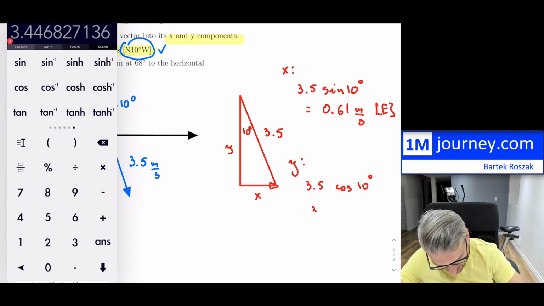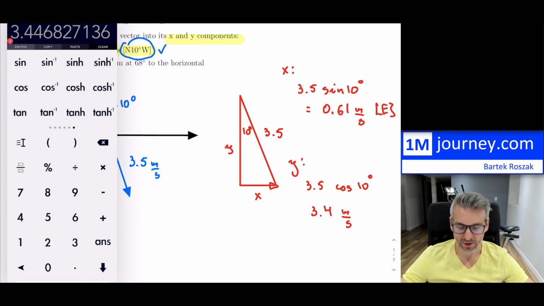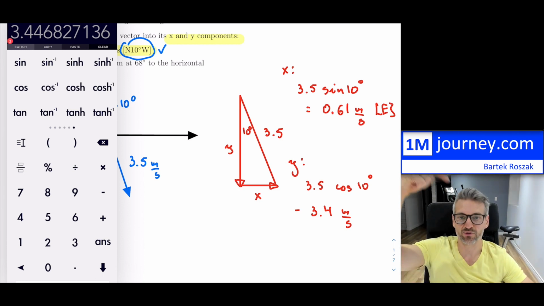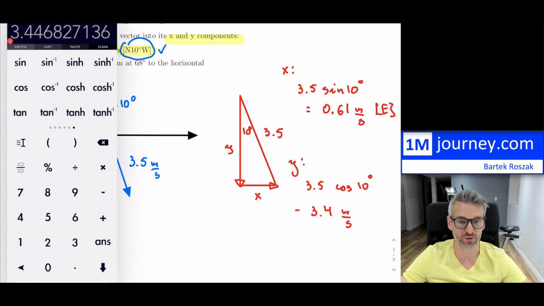And this is obviously going to be much bigger. So it's about 3.4, again rounded to 2 sig figs, meters per second, okay, that you have. Now, the only thing is that this component right here, because it is going down, is actually negative, right? So negative meaning that it is pointing down or south in this case, okay? So that's what you would have.